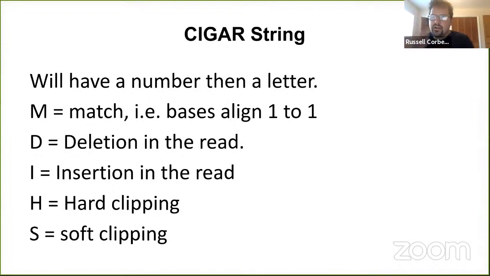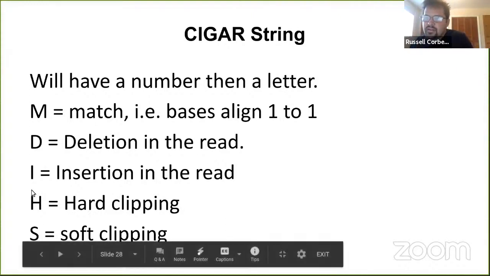There's just no character for that because it doesn't define an alignment, it defines a property of the alignment. Okay. The other characters are a little bit more self-explanatory. D would be a deletion in the read. I would be an insertion in the read. H indicates hard clipping, right? So in other words, we've removed part of the read altogether. And S is soft clipping.